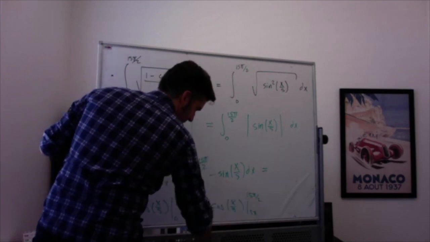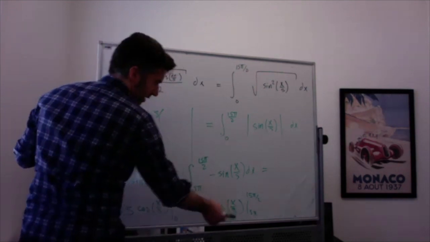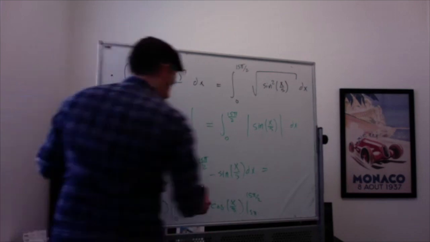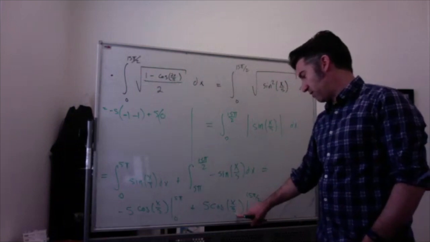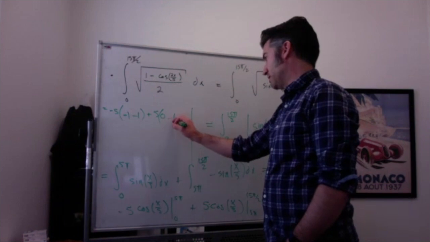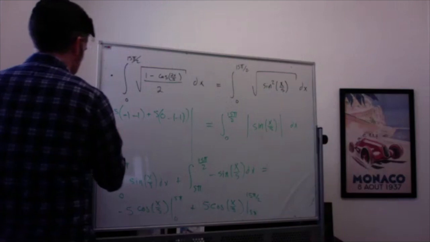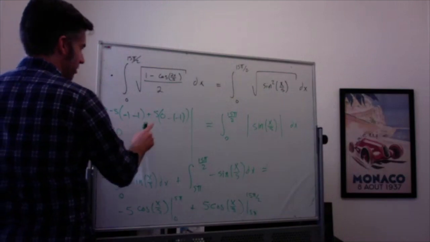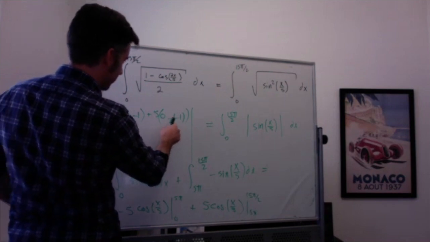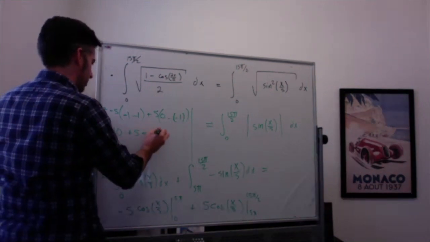15 pi over 2 over 5, which is 3 pi over 2. Cosine of 3 pi over 2 is 0. And 5 pi over 5 is pi. Cosine of pi is -1. So minus -1. Okay, let's see what we get. We get -5 times -2, which is 10, plus 5 times negative, that can't be, that's a minus 1. That's 5 times 1, which is 15.